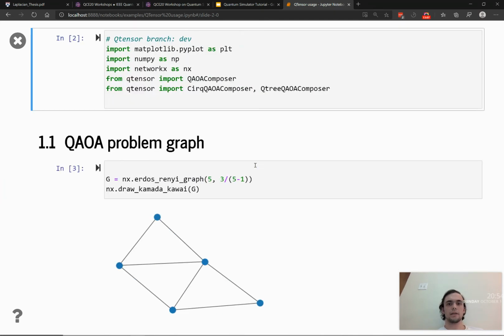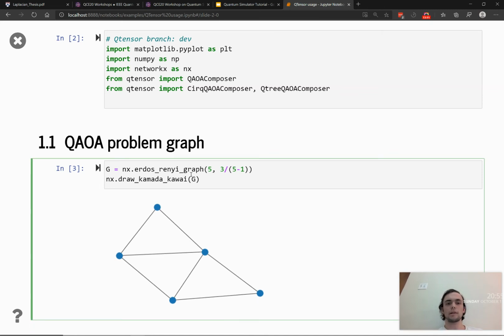Let's go ahead and generate a random graph. We will use an Erdos graph, and this is an approximately degree 3 random graph. And let's build a QAOA circuit on this graph, a QAOA ansatz state.